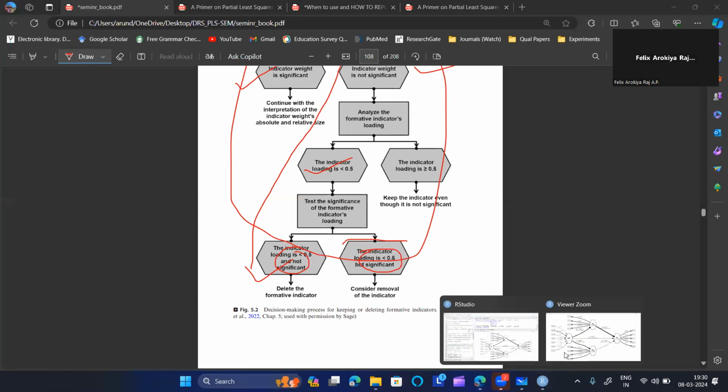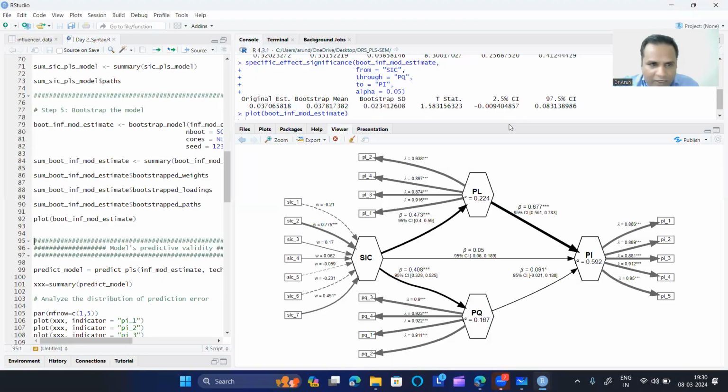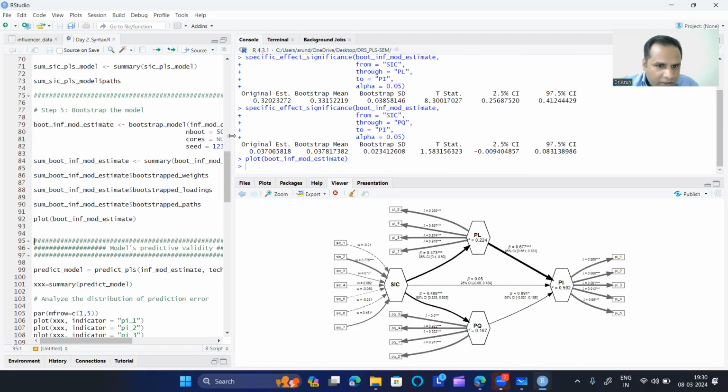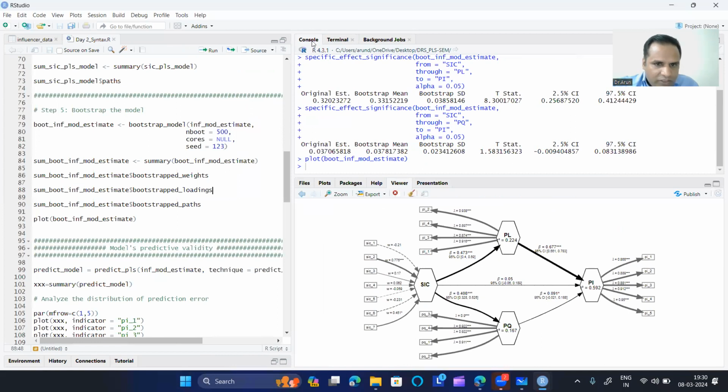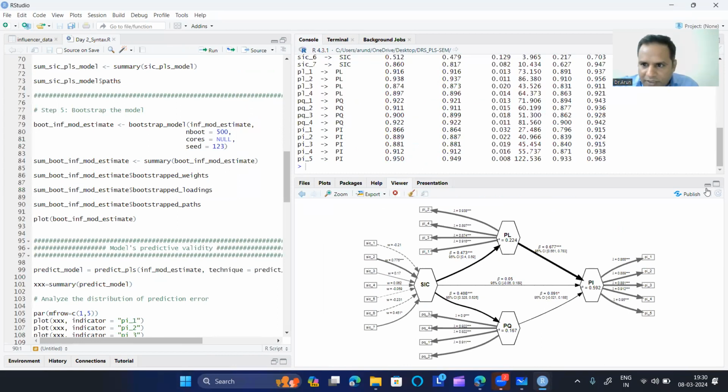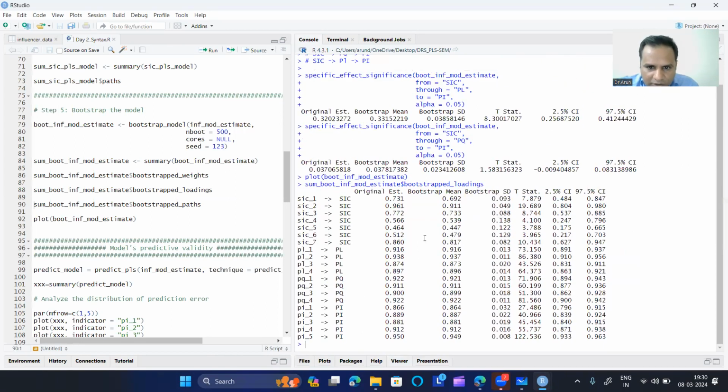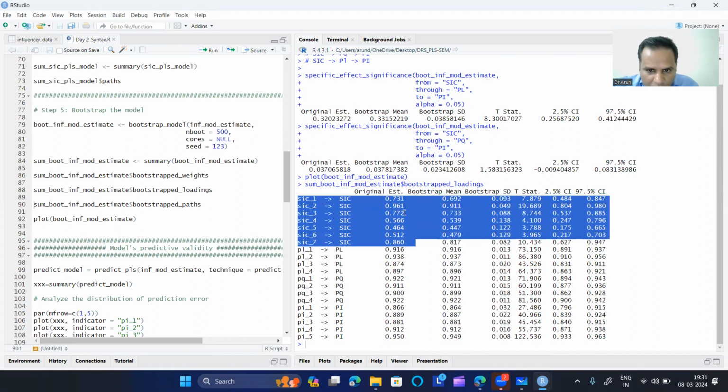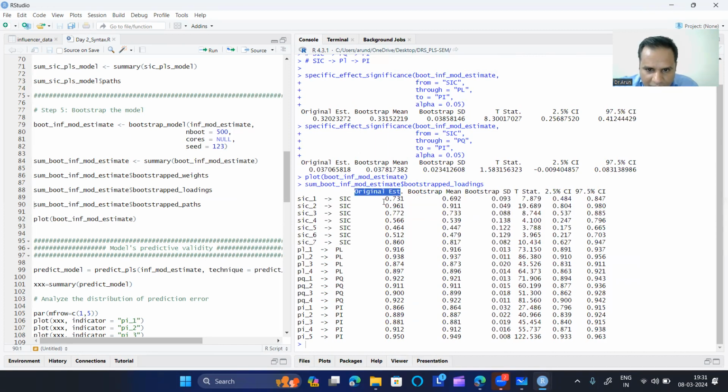But if you take our case, Felix ji, here if I can show you, all the weights were insignificant, so we see the loadings. When I see the loadings, focus on this original estimate. These are all greater than 0.5. This one was less than 0.5, but still it is significant. Now somebody will say, okay, delete SIC 5.